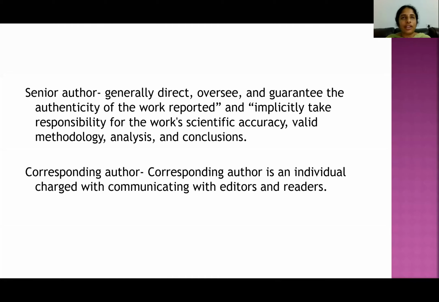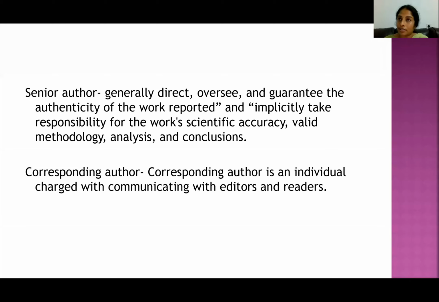The corresponding author is a person in that list of authors who corresponds with anybody. Corresponds means communicates with anybody regarding anything written or related to that article. So if I have published something and I am the corresponding author, and you want to ask something about that article, you have to ask me. You can't ask the rest of the authors. The communicating author is the corresponding author.